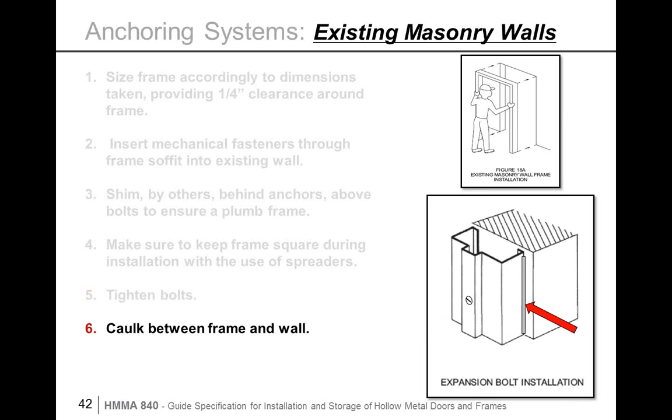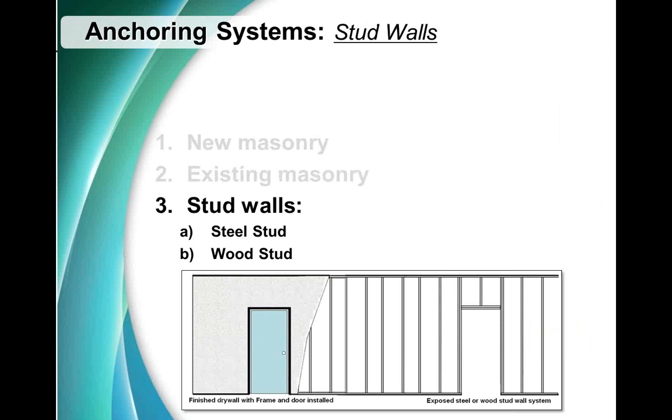After it is tightened in place, totally shimmed and squared, the gap between the returns of the frame and the wall construction are then caulked smooth, and the frame is then finished painted. That's pretty much the existing wall construction.